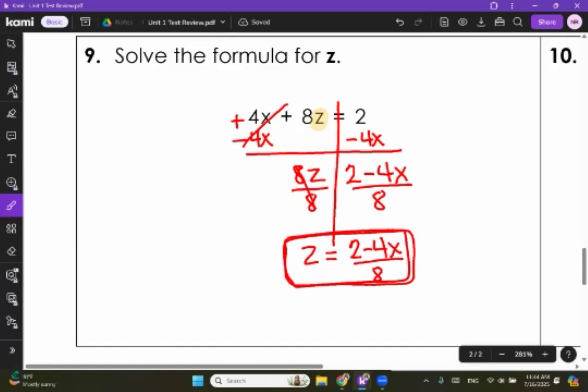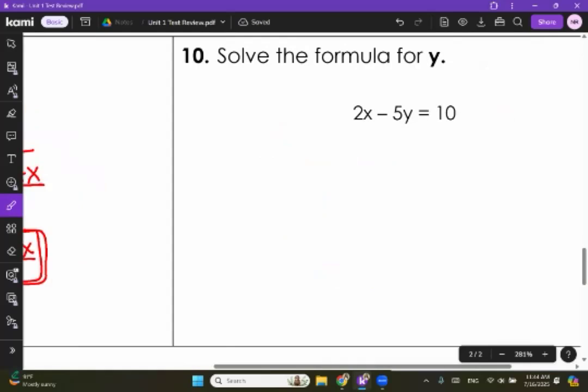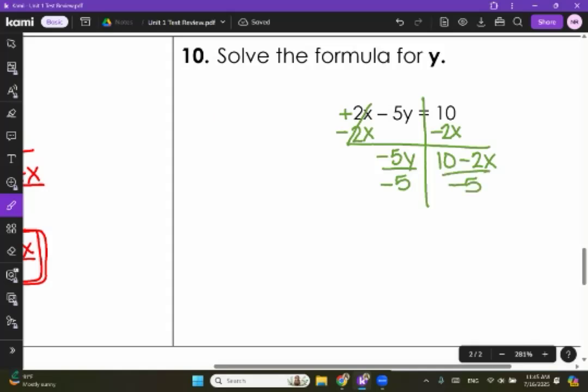Okay. Number 10. Solve the formula for y. Same thing. This is positive, so plus changes to minus. Bring down the negative 5y. We minused the 2x on the right side, so it stays as minus 2x in the answer. We're going to divide by negative 5. We divide by negative 5 here, so it stays as divided by negative 5 in the answer.